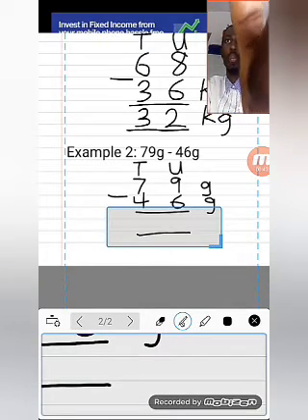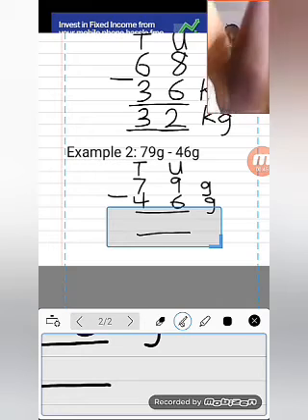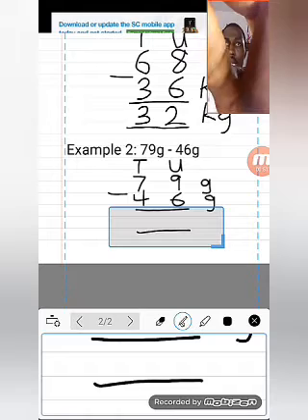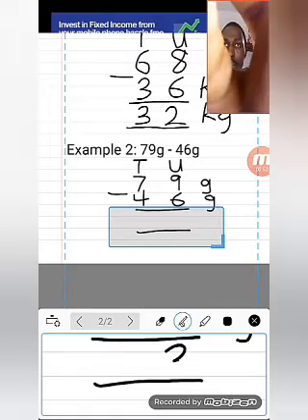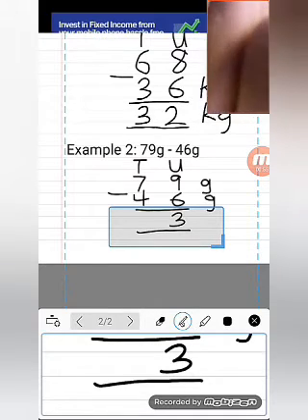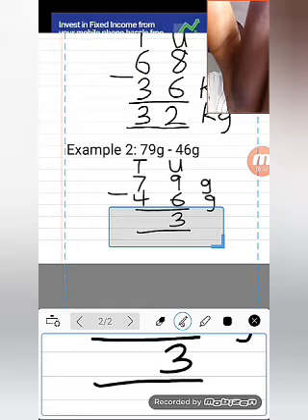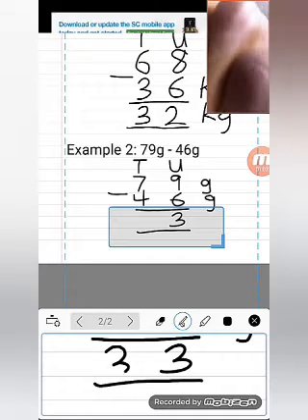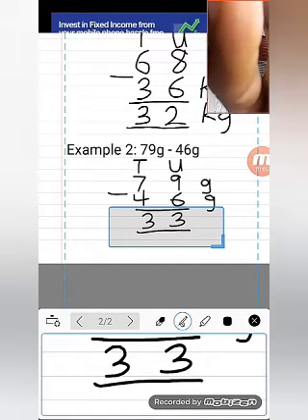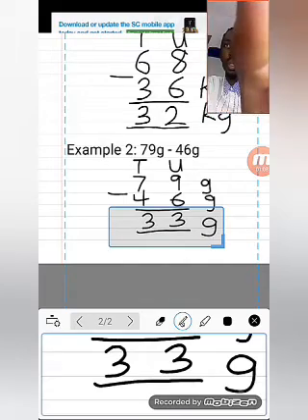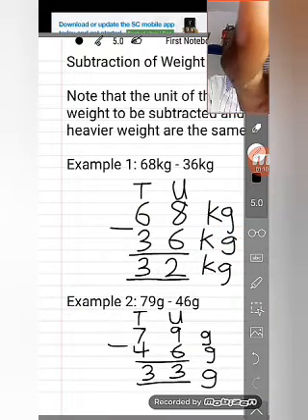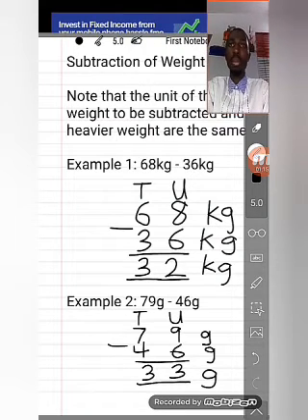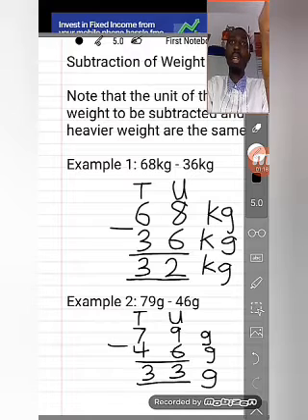So what do we do now? We ask ourselves, 9 minus 6. 9 minus 6 is 3. We'll write that. Then 7 minus 4. 7 minus 4, counting it, that would be 3. And that is in grams. So this clearly states to us that 79 grams minus 46 grams is going to give us 33 grams.